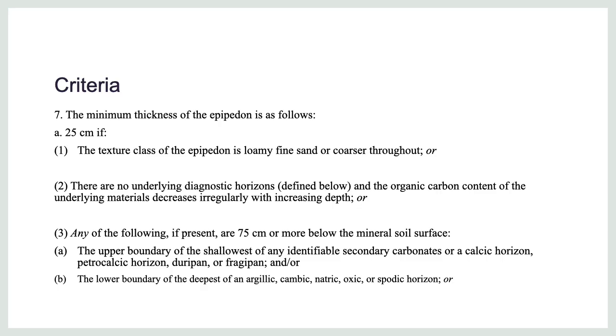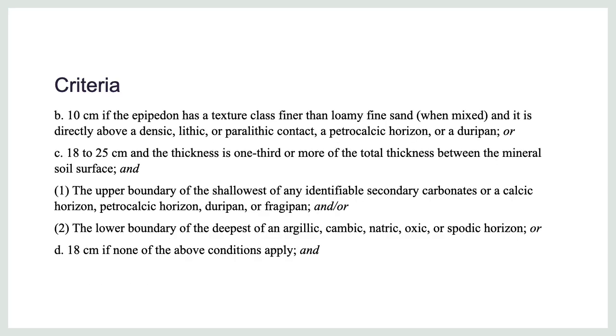Okay, and in this case, if we register that, you need to find that these horizons will be in the 50 centimeters below. Okay, and the other option is the lower boundary of the deepest of an argillic, cambic, natric, oxic or spodic horizons. And the other option is just 10 centimeters if the pattern has a class finer than loamy fine sand when mixed, and it's directly above a densic, lithic or paralithic contact, a petrocalcic horizon or a duripan.